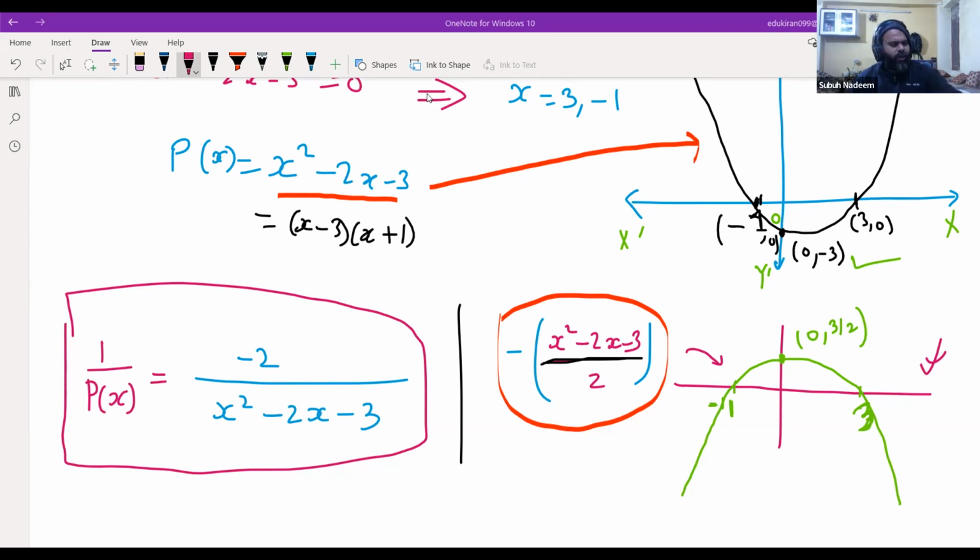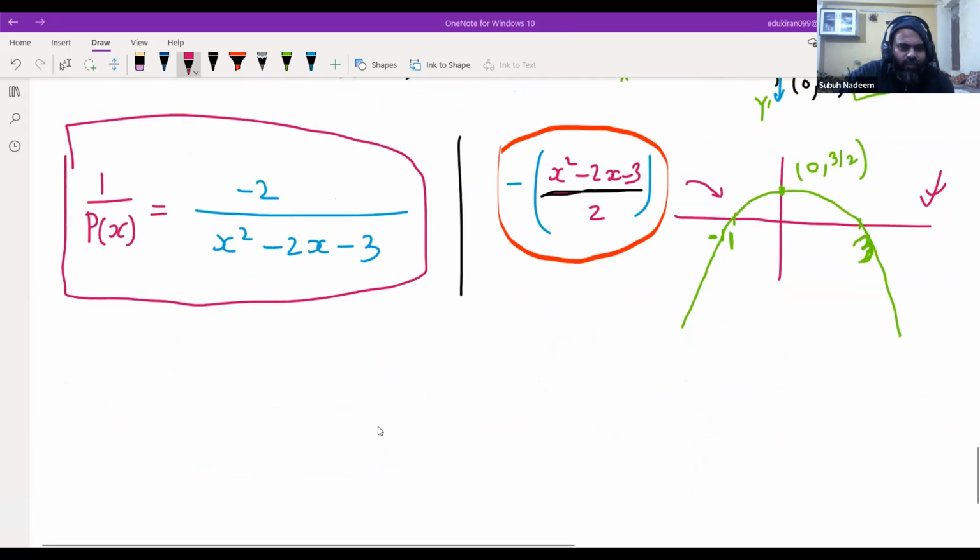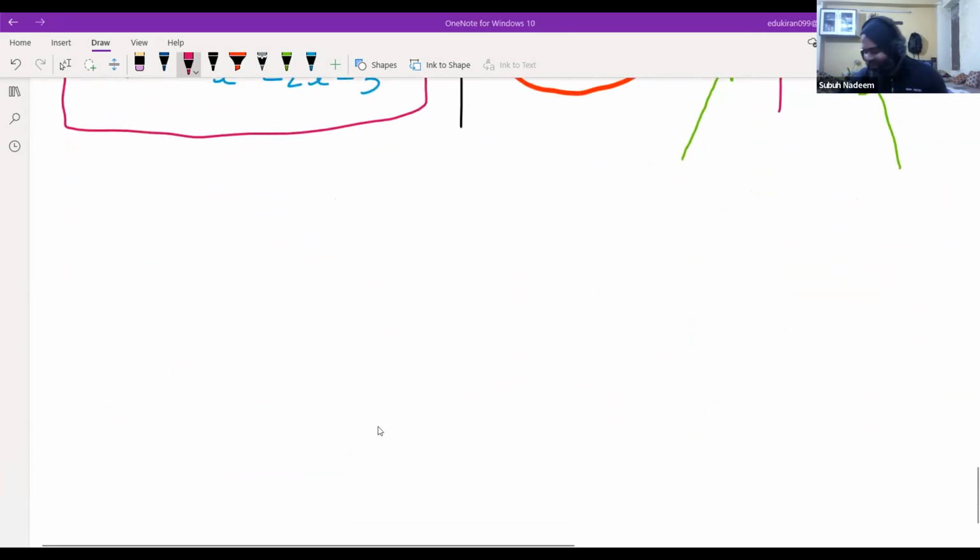So is that it? Is this the final answer? No, this is the polynomial function graph. Now you have to find the reciprocal graph. Isn't this the reciprocal graph? Why is it the reciprocal graph? Reciprocal is this one, 1 by px. Here three steps are involved. We have not done the reciprocal. We have divided by -2. It does not mean reciprocal.